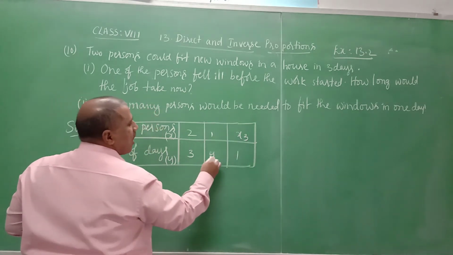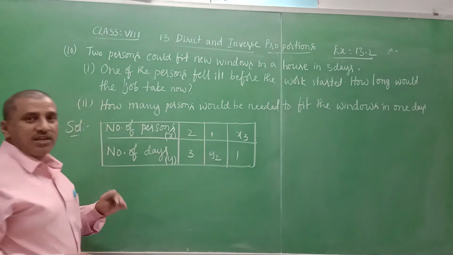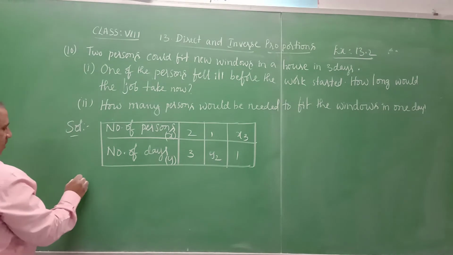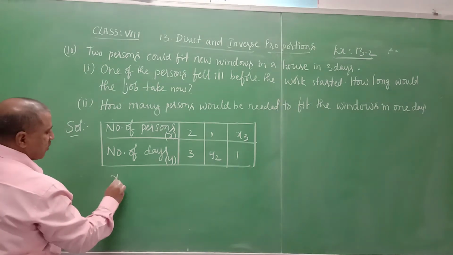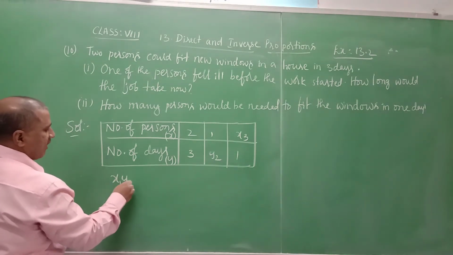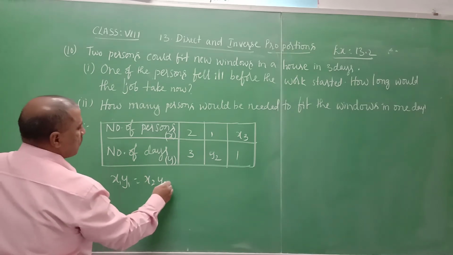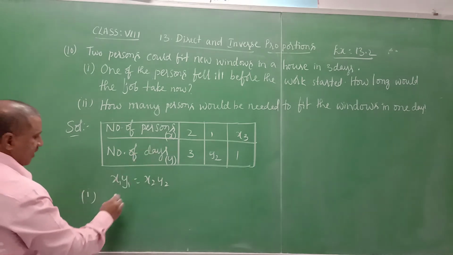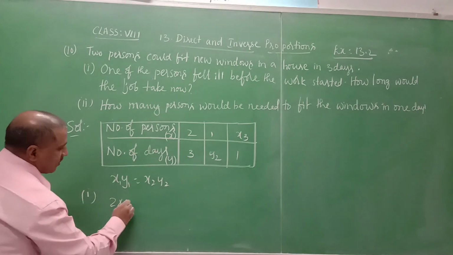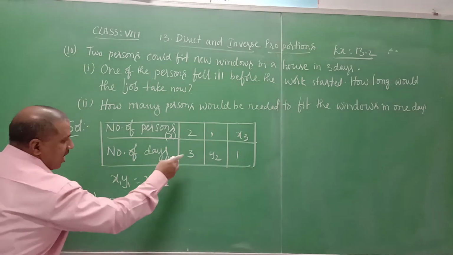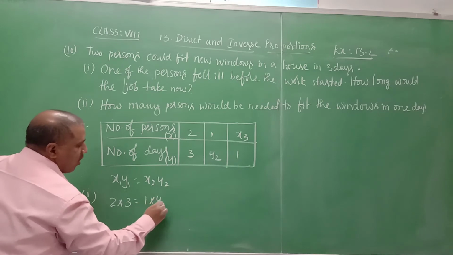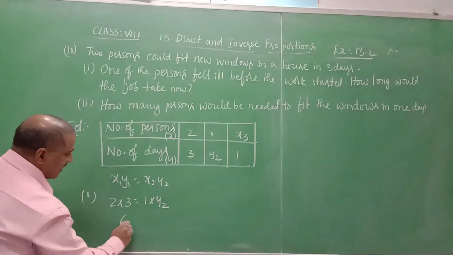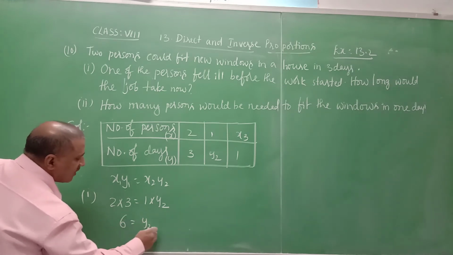y1, y2 and y3. So here we have to find y2 and x3 for our answers. Now here this is in inverse proportion, that is x1 y1 is equal to x2 y2. Now in the first case x1 is 2 and y1 is 3. So 2 into 3 is equal to x2, which is 1, into y2. Now 2 into 3 is 6, that is equal to 1 into y2, so y2 is 6.